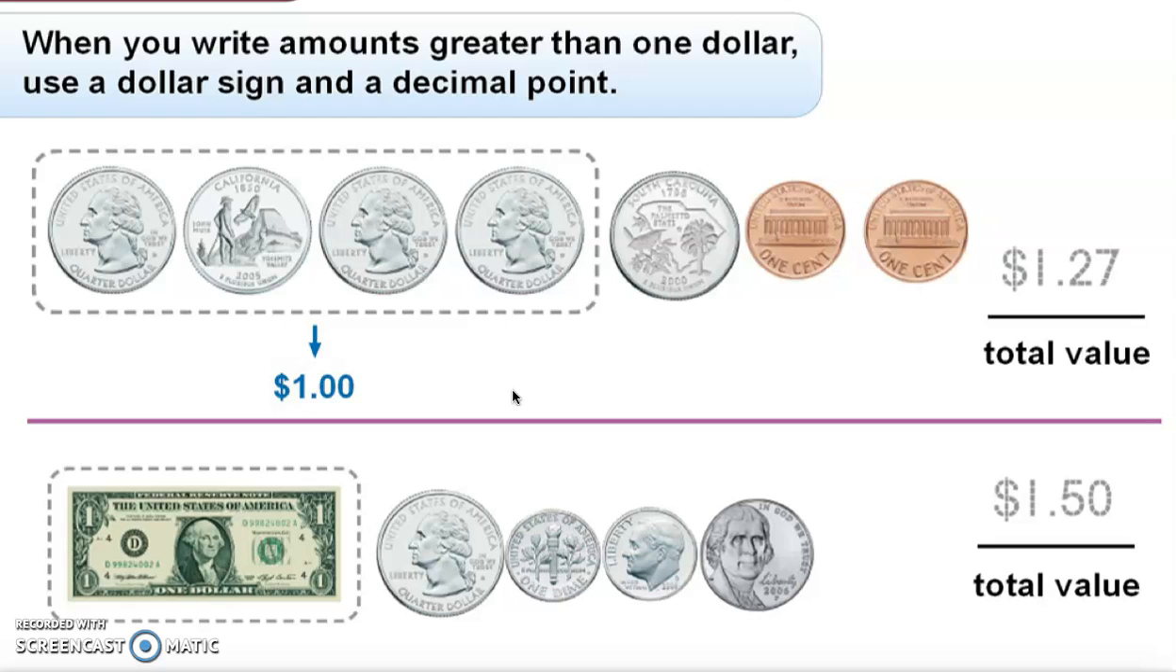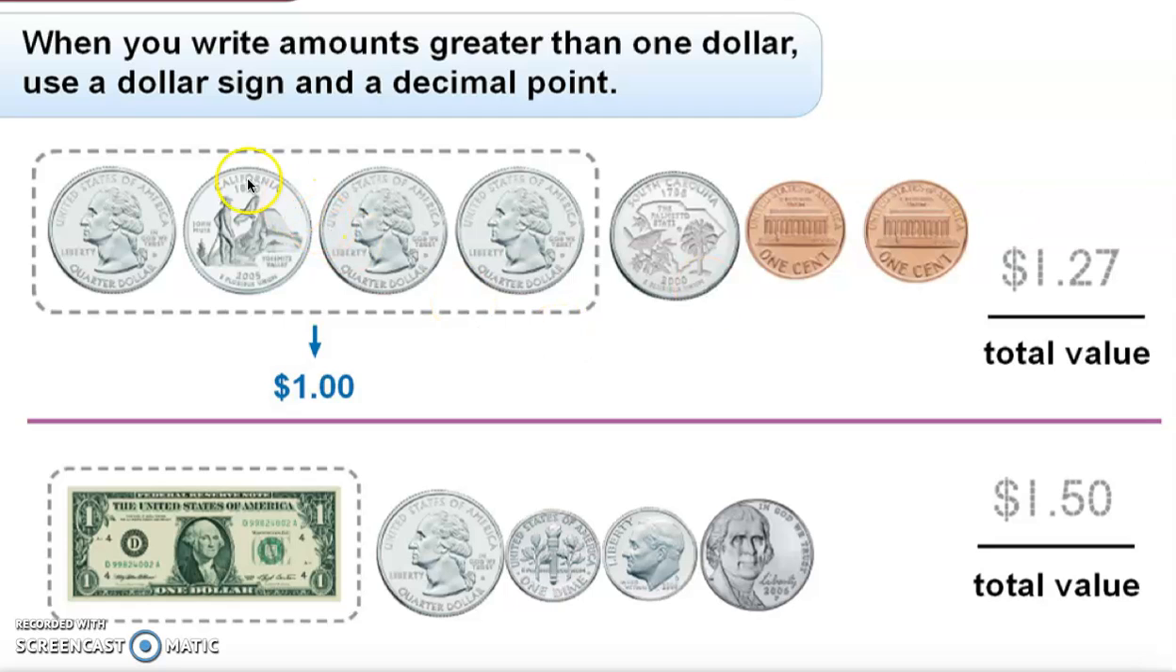So that would represent $1, but then we also have some extra coins over here, which means we have more than $1. We have another quarter, which would be 25 cents, and then we have 2 pennies, so 26, 27. So our total value would be $1.27, which is how you see it right here, and this is the correct way to write it. We put the dollar first, then our decimal point, then 27 cents. The cents always go to the right side of the decimal point. The dollars always go to the left side of the decimal point.